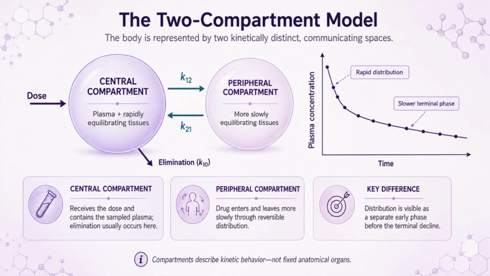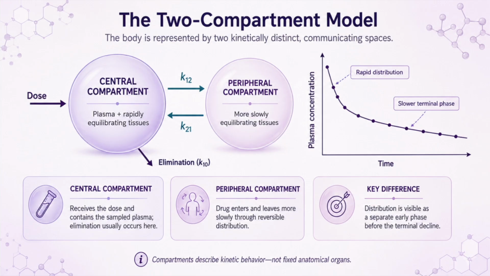Some drugs do not produce a single exponential decline after intravenous administration. Instead, plasma concentration decreases rapidly at first and then more slowly. This behavior can be described using a two-compartment model. The central compartment contains the sampled plasma and represents the space with which the drug equilibrates relatively rapidly. The peripheral compartment represents tissues that equilibrate with the drug more slowly. The administered dose enters the central compartment.